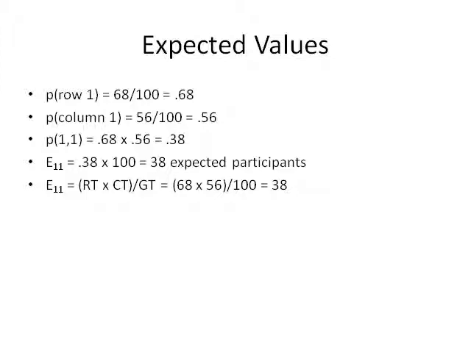A formula that arrives at the same solution, that is more simple to compute, is as follows. The product of the row total times the column total divided by the grand total, or in the problem we just looked at, 68 times 56 divided by 100 is equal to 38. Before going to the next slide, see if you can compute the expected values for the other 3 cells of the contingency table.